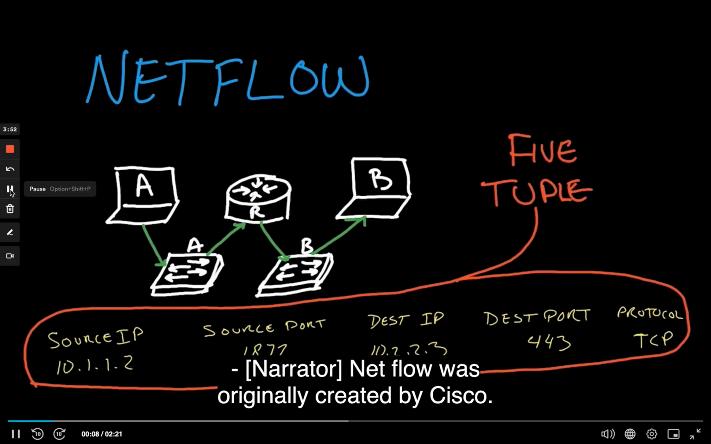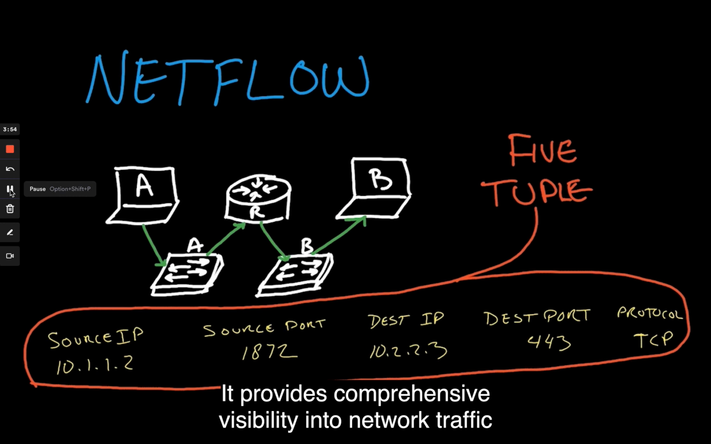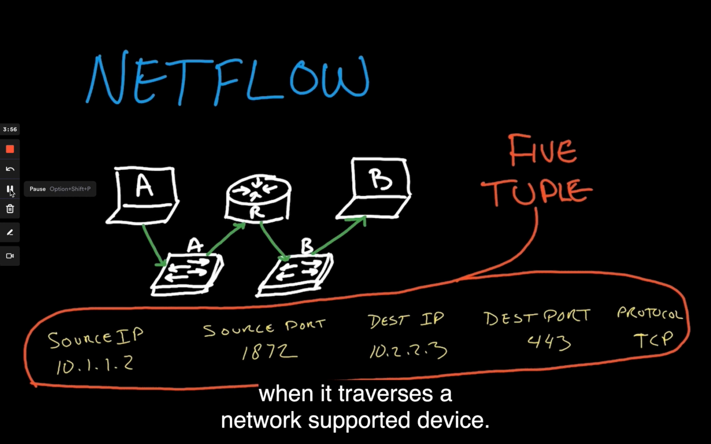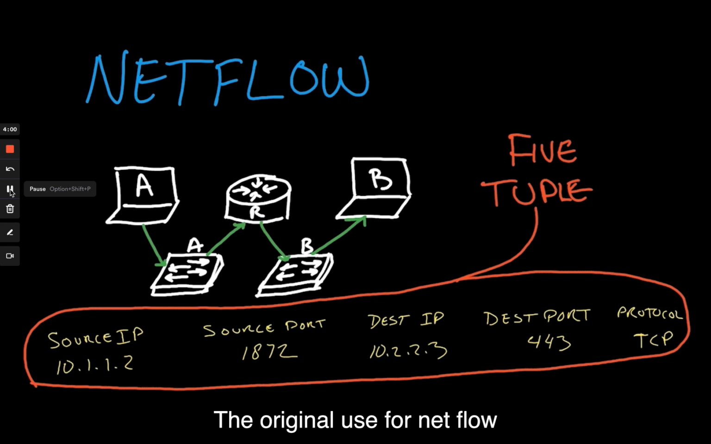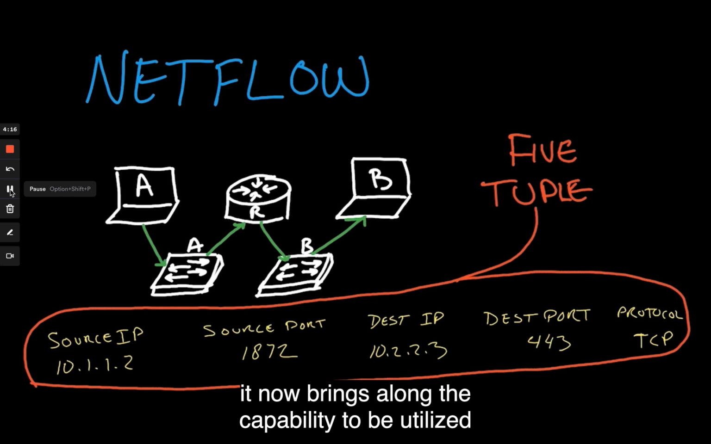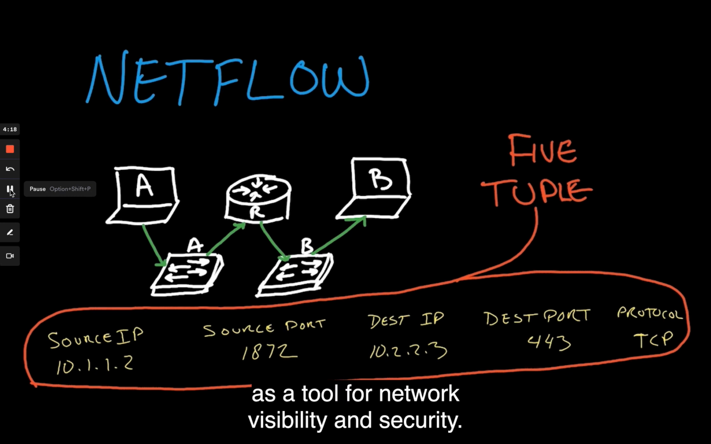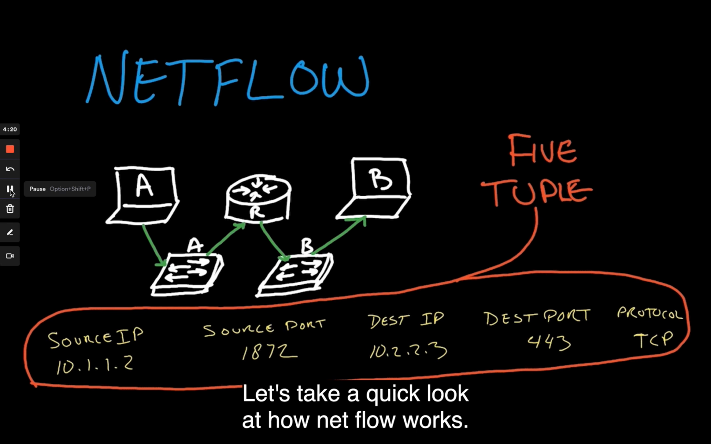Originally created by Cisco, it provides comprehensive visibility into network traffic when it traverses a network-supported device. The original use for Netflow was for billing and accounting purposes. For instance, during the dark ages of dial-up internet access, it was used to account for bandwidth and dial-up utilization. With the evolution of Netflow, it now brings along the capability to be utilized as a tool for network visibility and security. Let's take a quick look at how Netflow works.